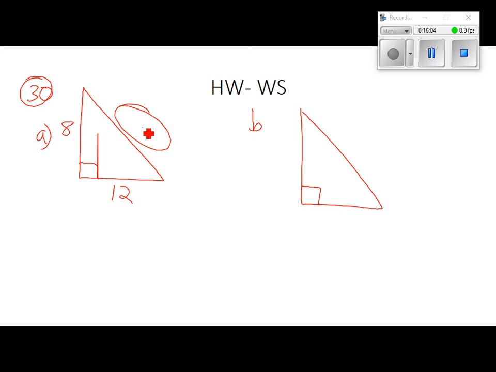That doesn't sound right. Or does it fit the family? No. Oh, it doesn't, does it? No. Because it's 5, 12, 13. So it doesn't fit. So we have to do what here? Pythagorean theorem. 8 squared plus 12 squared equals c squared. Somebody do all that for me.